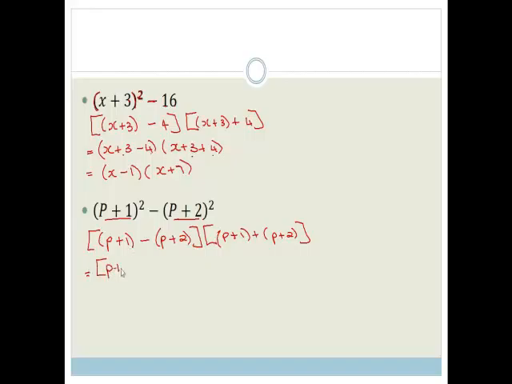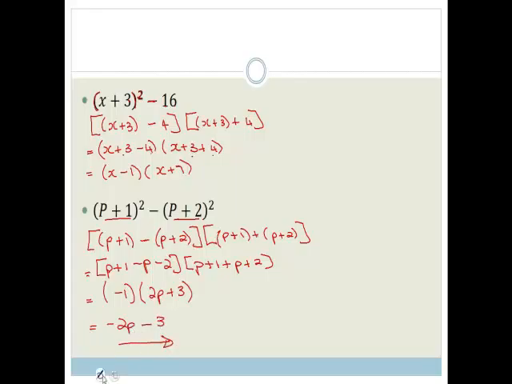So we've got p plus 1 minus p, and a minus times a plus is a minus 2, and then we've got p plus 1, and luckily this is a plus, so we can just go plus p plus 2. And now we add our like terms. So p minus p goes away. Life is good. Plus 1 minus 2 is minus 1. And then p plus p is 2p. Plus 1 plus 2 is plus 3. And if we multiply this all up, we've got minus 2p minus 3. And that's that answer.